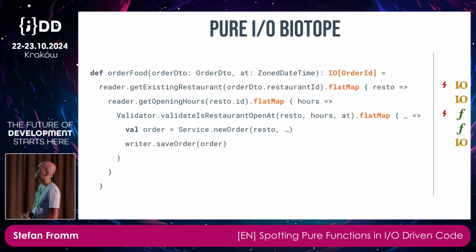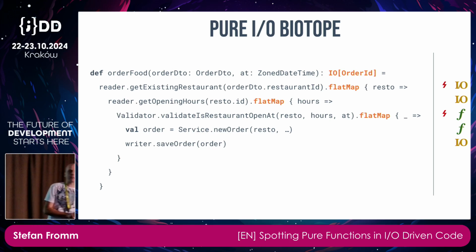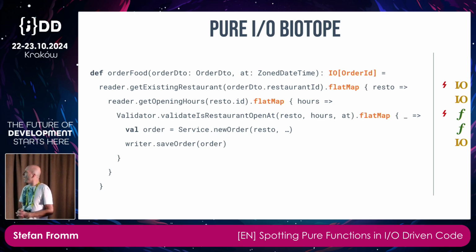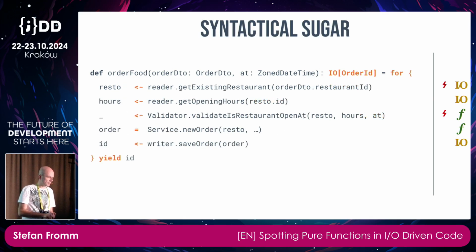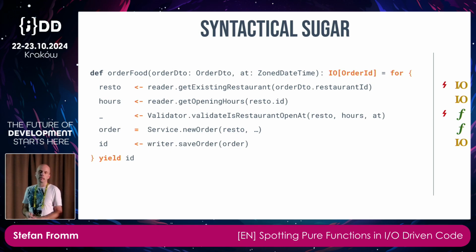But I decided for this one because here I save some characters in my code. Now we do our stuff in Scala, and in Scala we get some syntactical sugar. I can rewrite this to a for comprehension. In Scala, the for comprehension is not a loop. This is a generator for all these maps and flat maps.